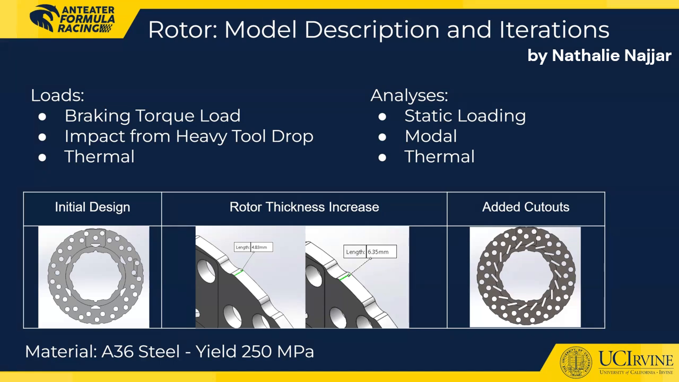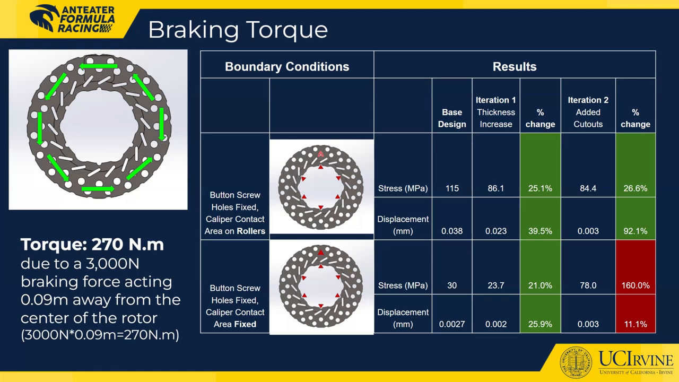displacement, and overall durability. For all our analyses, we used two boundary conditions. Both of them have the 6-button screw hole fixed. The first one has the caliper contact area on rollers, and the second one has the caliper contact area fixed.